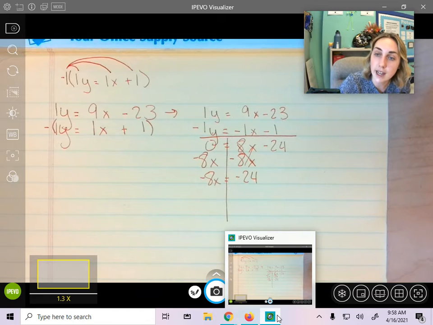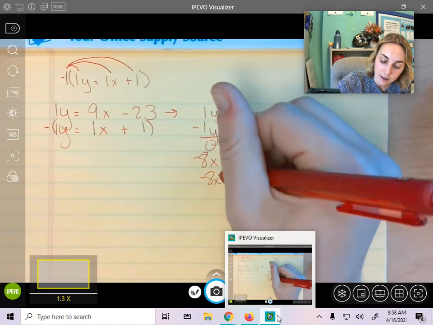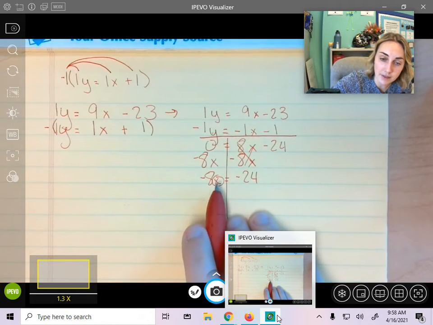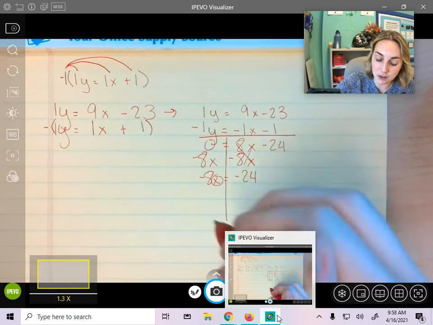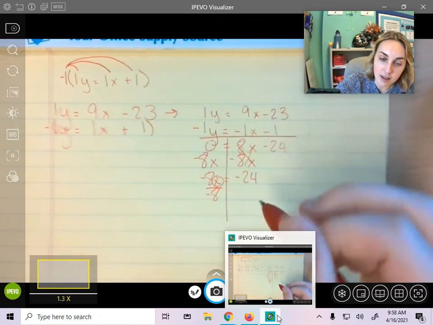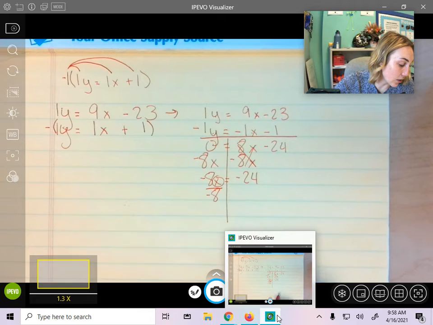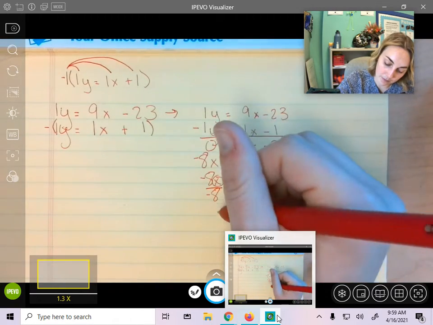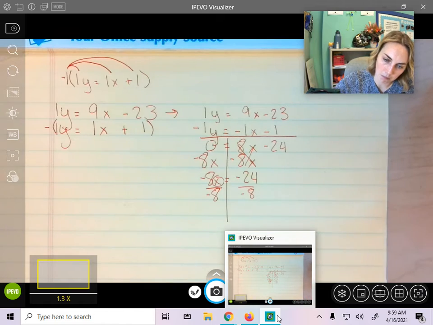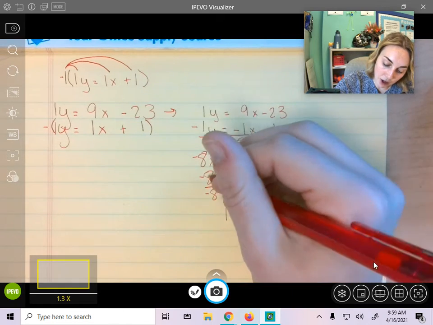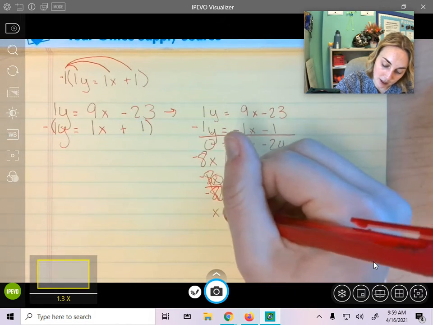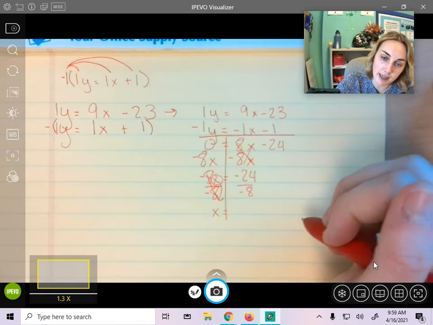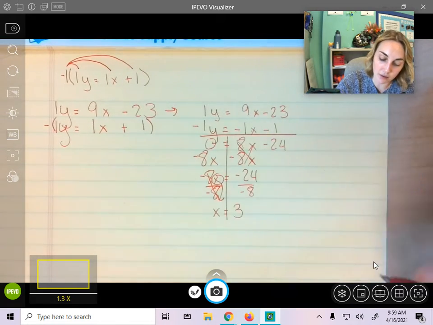now I can solve for x, okay? To solve for x, I have to do the opposite of x getting multiplied by -8, so I'm going to divide by -8. Whatever I do on one side, I have to do it on the other side as well, okay? So these cancel out, they're opposites. I'll bring down this x value, and then -24 divided by -8 is going to give me a +3.